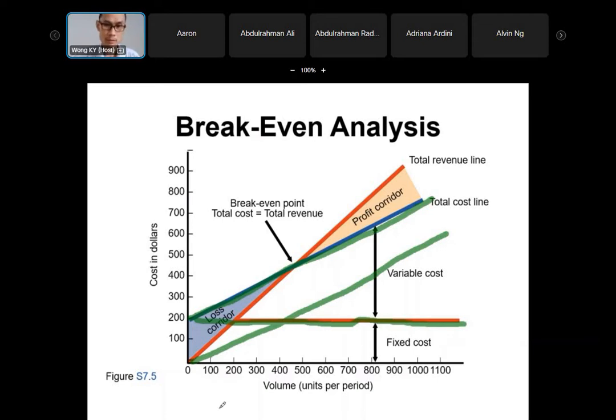Right, and if we plot the revenue line or the revenue function, remember revenue begins at the origin. If you don't sell any product, there is no revenue. And revenue will increase depending on how many products you produce and how many products you sell. So this red color line will be your revenue line.